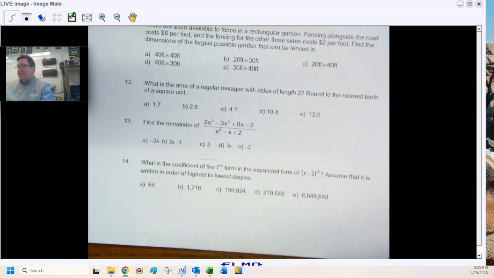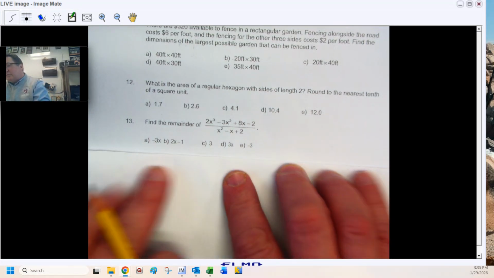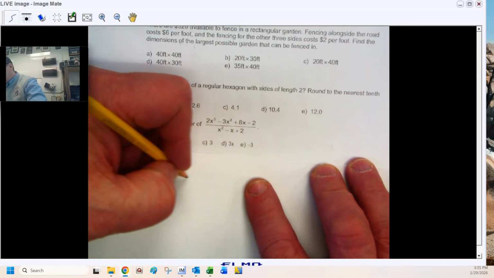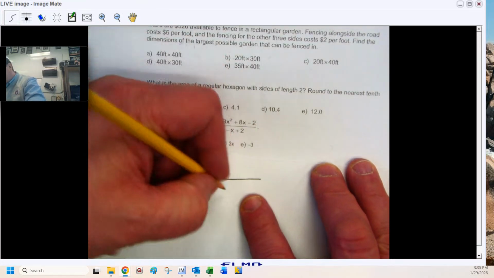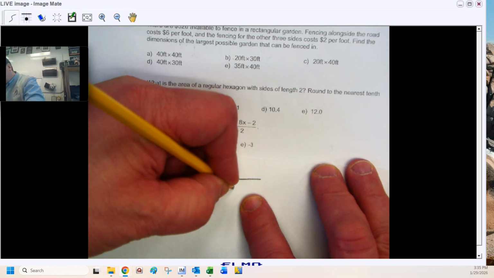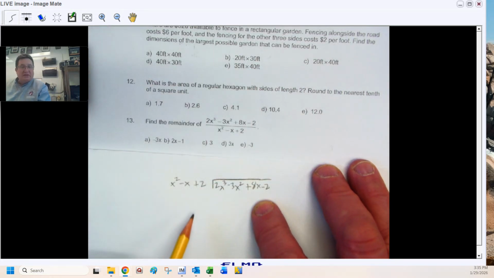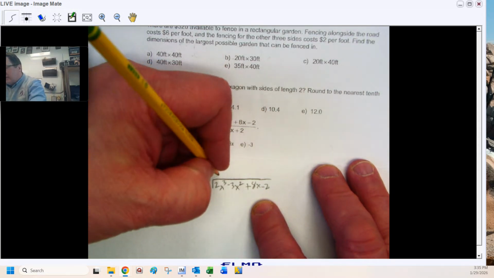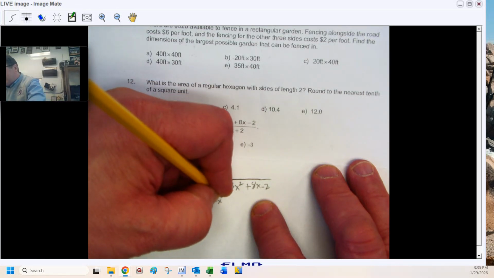All right, number 13. Number 13 looks like it wants us to do a little polynomial long division. So we're going to take x squared minus x plus 2 and divide it into 2x cubed minus 3x squared plus 8x minus 2. And so the question we ask ourselves is x squared times what is 2x cubed? And so the answer to that question is 2x. And so then we'll multiply 2x by all these things and put it underneath. 2x times x squared is 2x cubed.